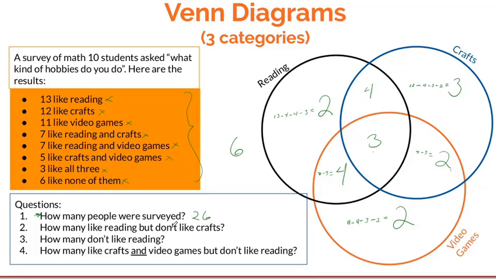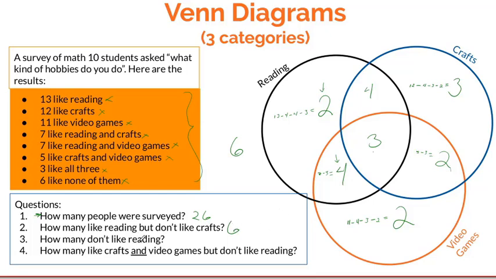Now, question 2 says, how many like reading but don't like crafts? So think about where that is. These 2 certainly like reading and don't like crafts, but also notice these 4 like reading but don't like crafts. They're out of the crafts circle, but they are in the reading circle. So that means I have 6 who like reading but don't like crafts.